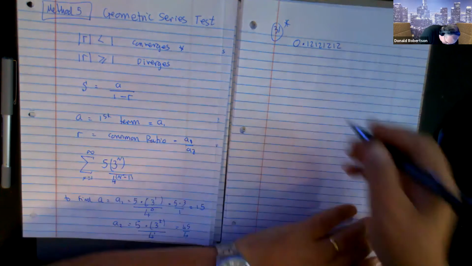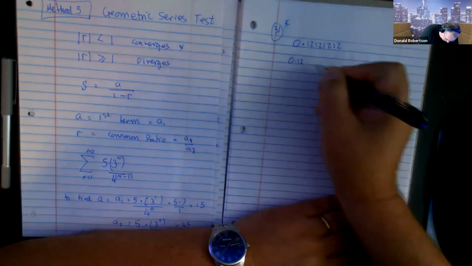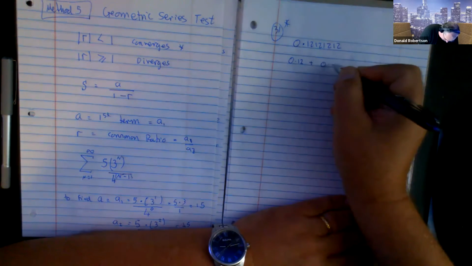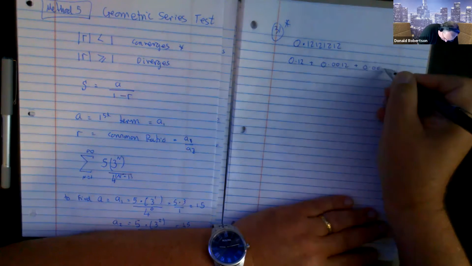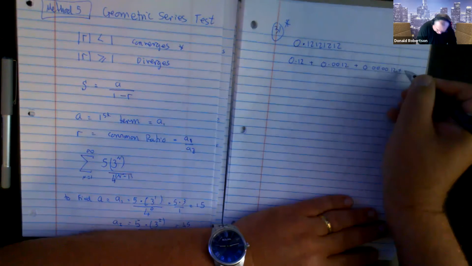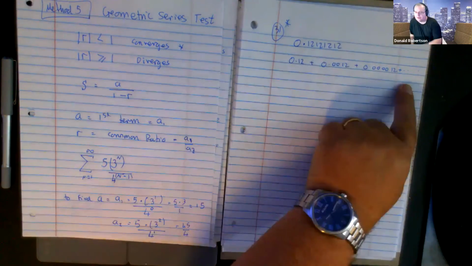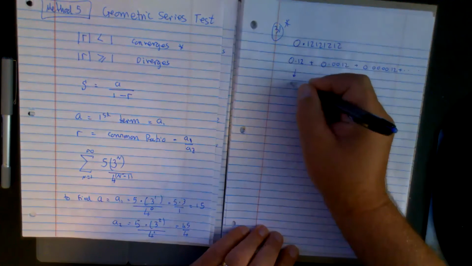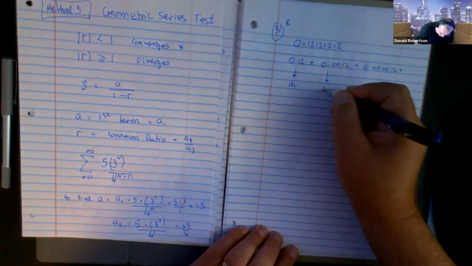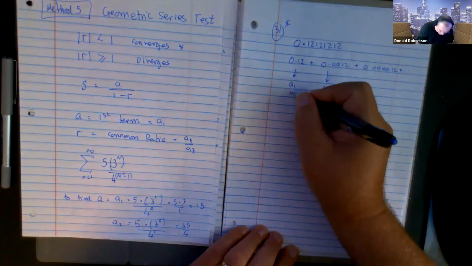So it's 0.12 add 0.0012 add 0.000012. Would you agree that this series would add up to that decimal? Do you recognize that this series is a geometric series? Let's check it out. This guy is A1. This guy is A2, right? So that's also going to be called A.